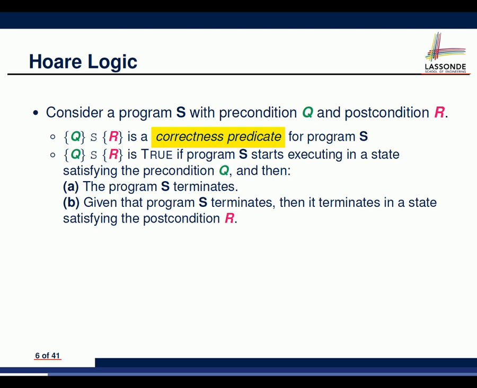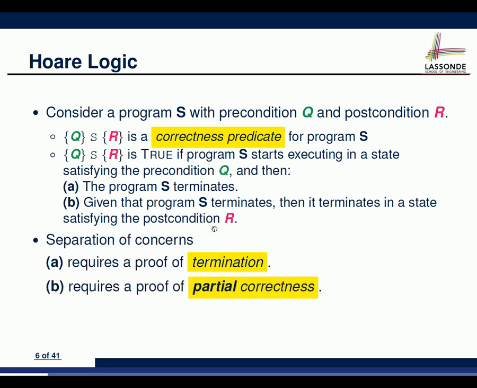A is about termination. B is, assuming that it terminates, it's going to establish the postcondition. Let me define some terms here. For B, we assume it is going to terminate. However, termination has to be proved separately. For B, we just call it partial correctness, which means it's not complete correctness, just partial. What's lacking for B? Termination. So you're going to prove that separately.